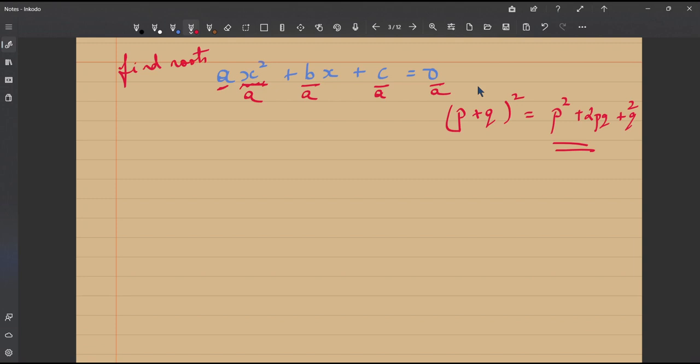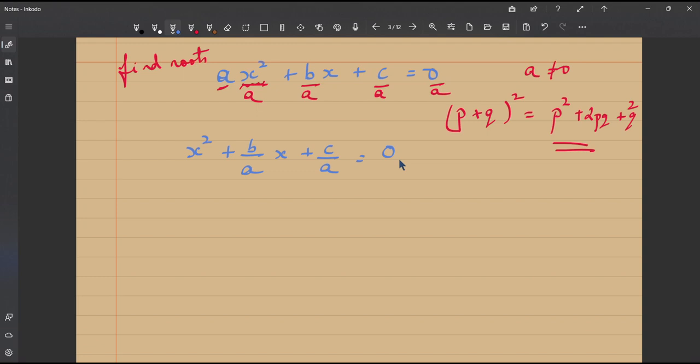The only condition is a should not be equal to 0. Of course, if it is equal to 0, it is not even a quadratic, isn't it? The x squared term will vanish. So you're dividing by a. What is our new equation? The new equation would become x squared plus b by a x plus c by a is equal to 0 by a, which is also 0. We have not altered the equation.